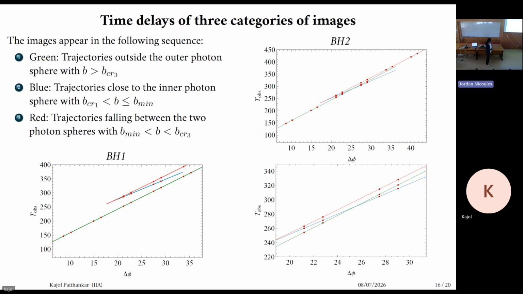The same thing happens for black hole 2 in initial cases, but then beyond a certain point, even this sequence changes. So this is even more difficult to understand, because this is like saying the first image will appear at the innermost point close to the black hole, then the second will appear at the outer photon sphere, and then the third one will appear here. So the sequence is very much juggled up, maybe I can say. So this is still something that we are trying to understand, why the sequence changes and why it is in this particular way.